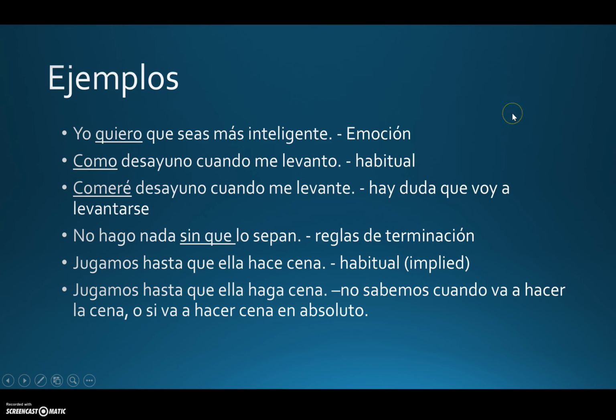Ejemplos del subjuntivo. Yo quiero que seas más inteligente. With quiero, it's showing emotion, and that was one of our rules, so that uses the subjunctive, seas.